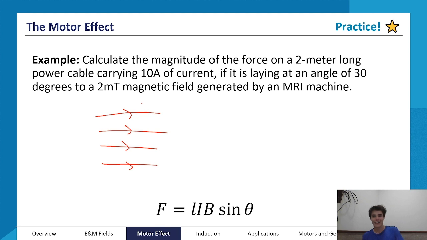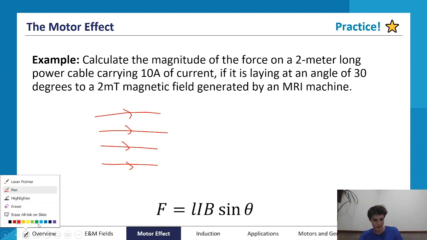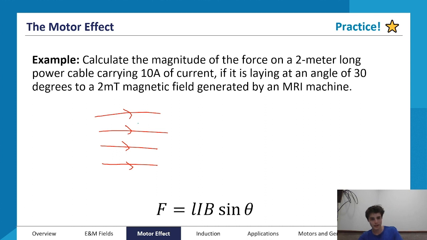Okay, I'm sorry. So here is our wire. Let me actually try and grab a different color this time, so I'm not just drawing red on red. Here is our beautiful wire. It's laying, this is a pretty dodgy 30 degrees, but here is our angle of 30 degrees.